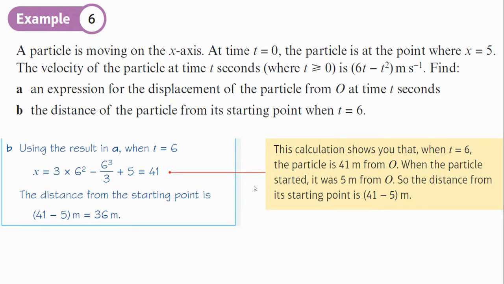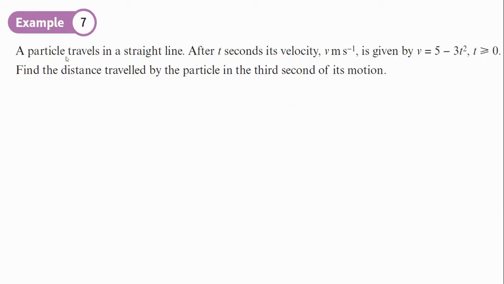So let's have a look at another example. A particle travels in a straight line. After t seconds, the velocity v meters per second is given by v equals 5 minus 3t squared. t is greater than or equal to 0, so that's just saying we're not going backwards in time. That doesn't really affect too much. It's just going to make everything crystal clear.